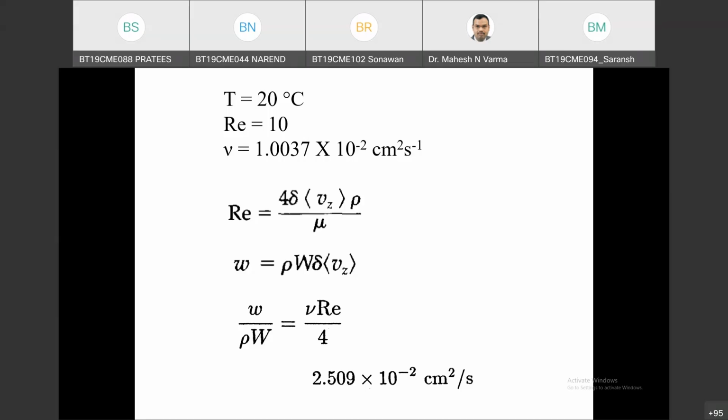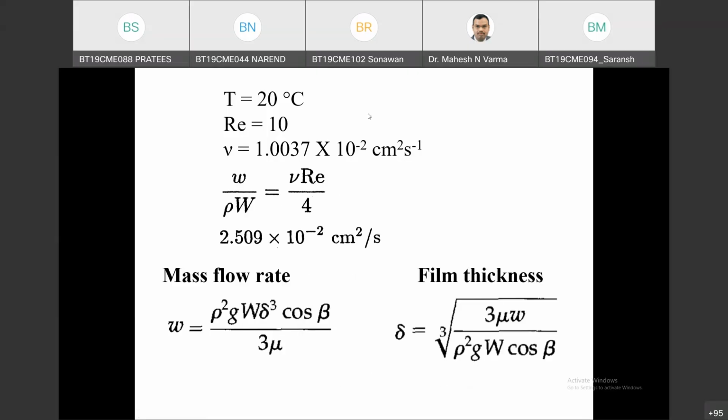We have discussed this equation once, when we were discussing flow over a flat plate, the first problem. That time I told you this is the way we define the Reynolds number for this case. If Reynolds number is less than 20, then the flow is laminar with negligible rippling. Once you have this volumetric flow rate per unit width, you can calculate mass flow rate.